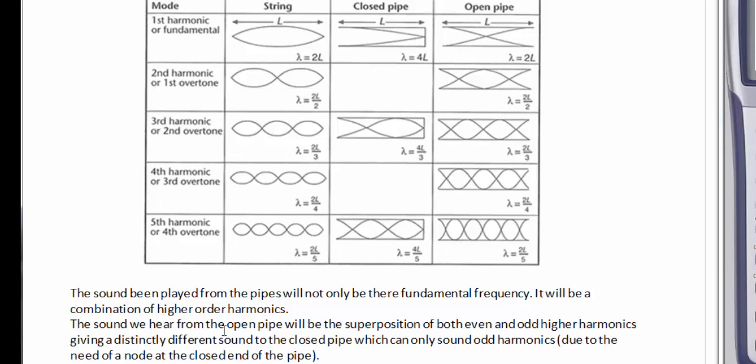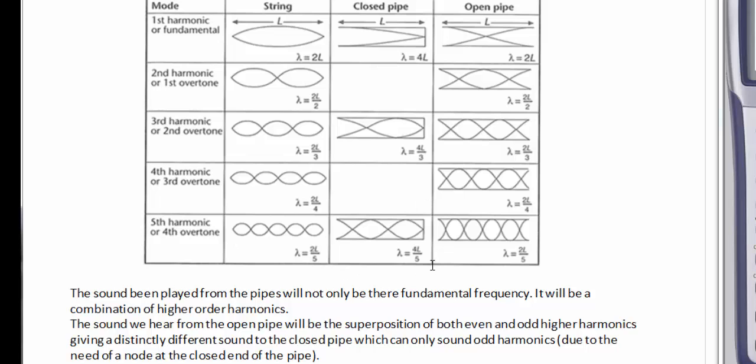The sound being played from the pipes will not only be their fundamental frequency, it'll be a combination of higher order harmonics. The sound we hear from the open pipe will be the superposition of both even and odd harmonics, giving a distinctly different sound to the closed pipe, which can only sound odd harmonics due to the need of a node at the closed end of the pipe.